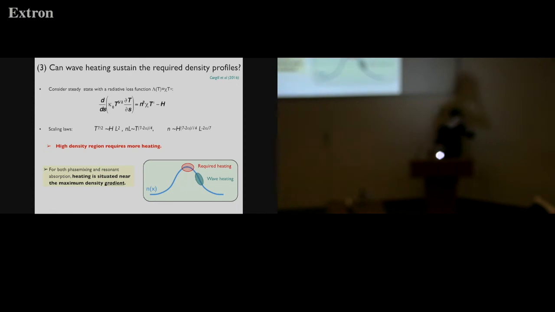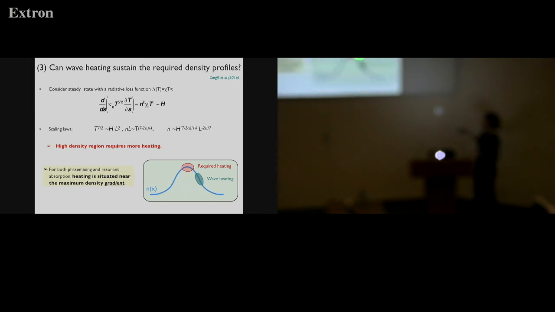Okay, let me touch on one more topic, and then I'll skip to some of the more modern models, and that's whether this mechanism is self-consistent. Now, from very basic scaling laws about the heating, radiative cooling, and thermal conduction, we actually know that regions where the density is highest require most heating. Okay, so if we think back about this kind of characteristic profile of the density that we seem to assume for coronal loops, the density is highest in the middle.